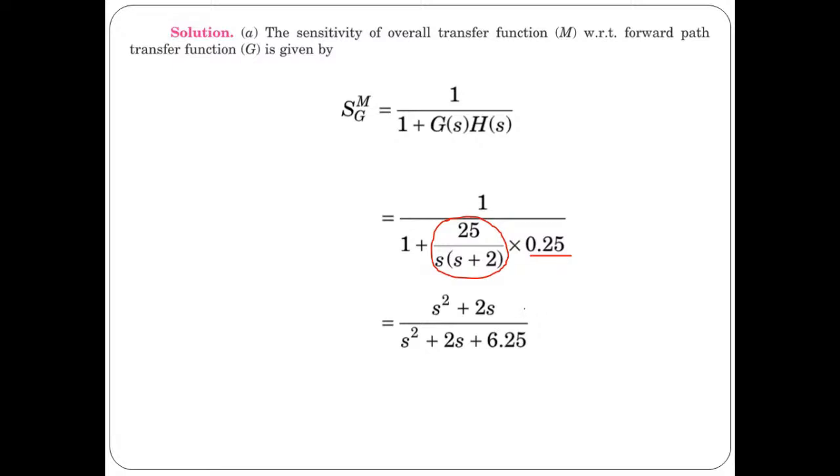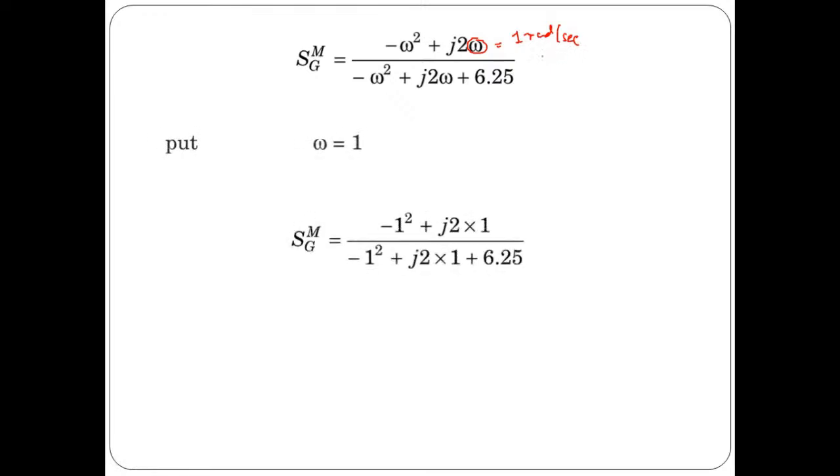Now we need to calculate the value of sensitivity at omega equals 1 radian per second. So we need to replace s by j omega. If you apply that logic by replacing s by j omega, you will get this as an output. Now we replace omega by 1 radian per second. If you solve this, you will get this as an output.